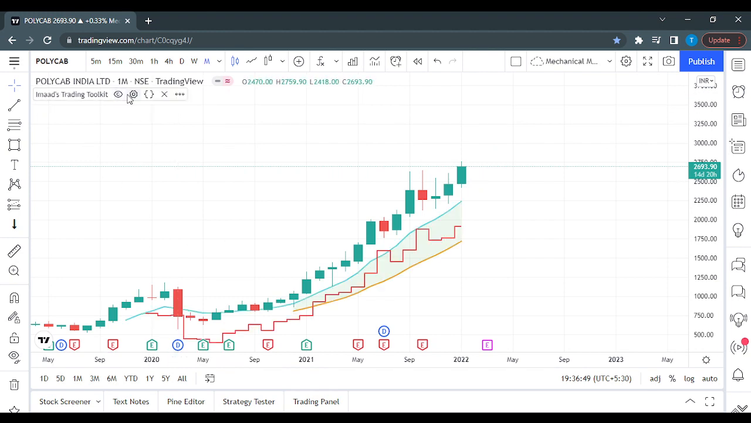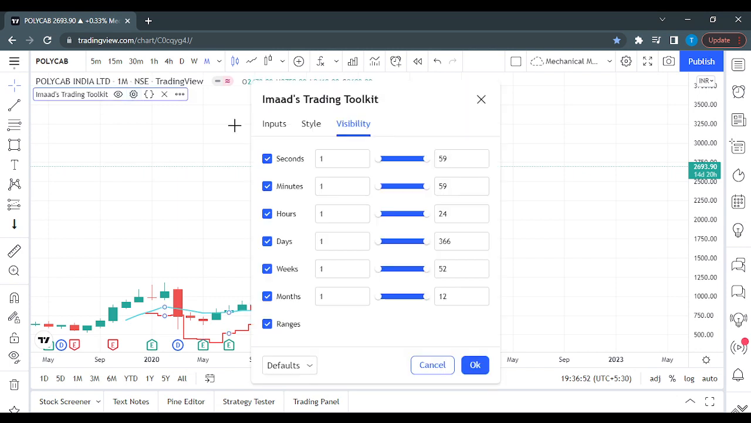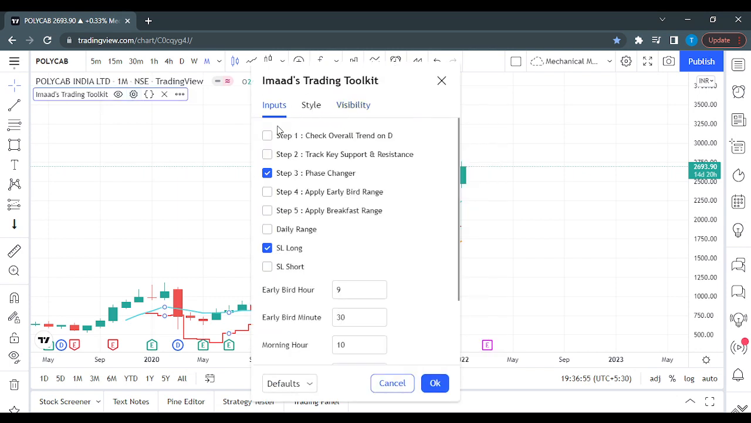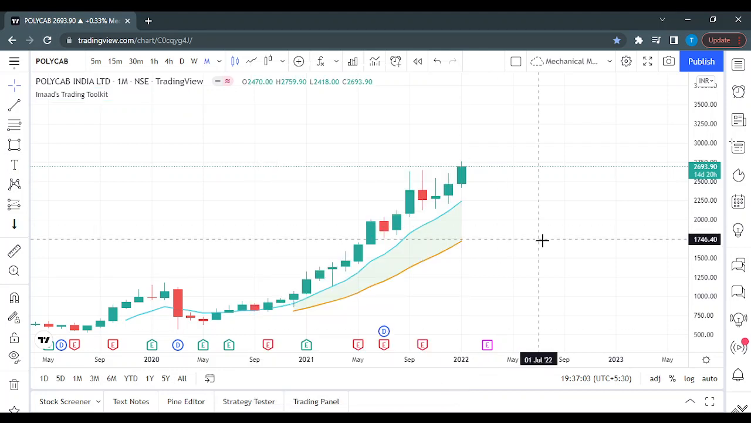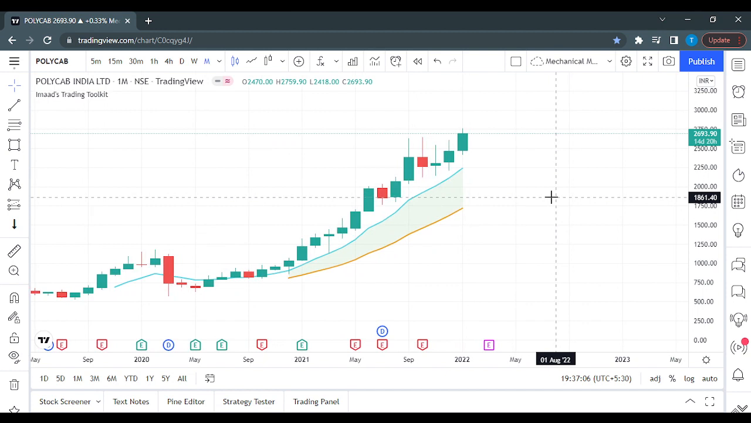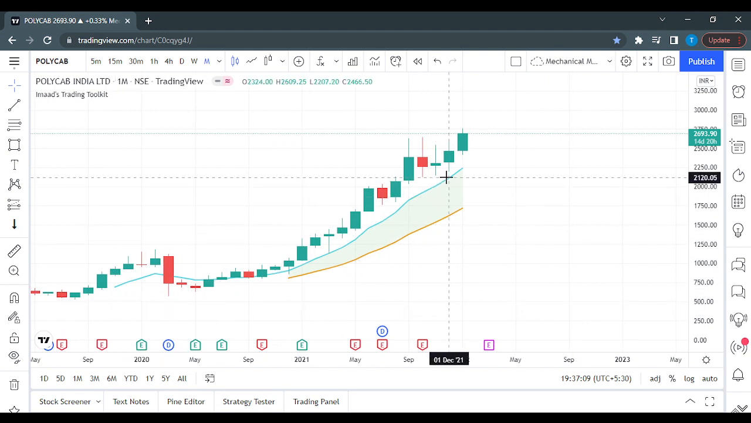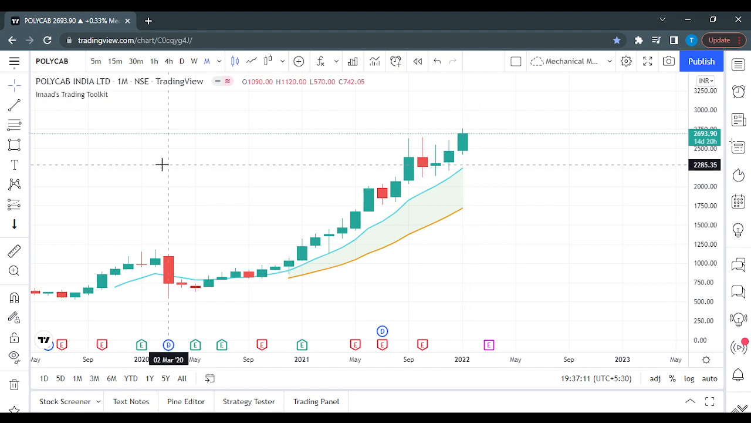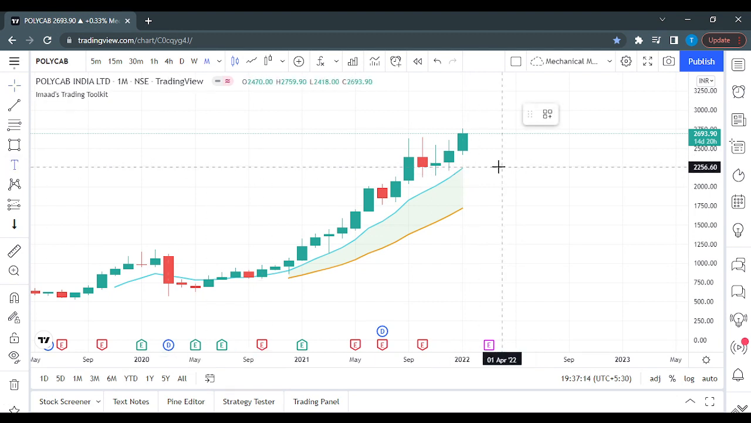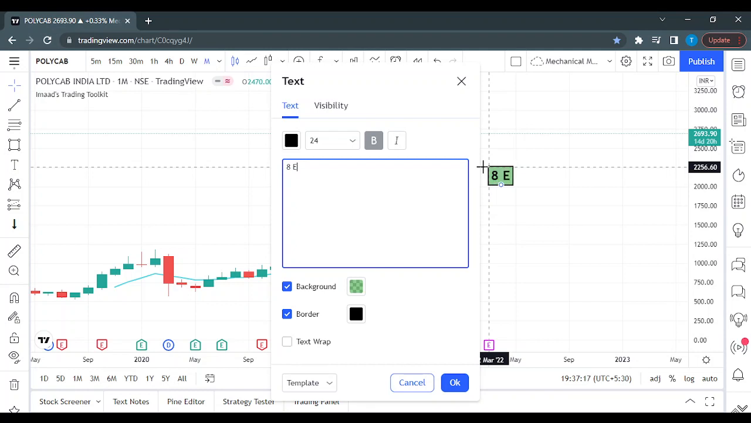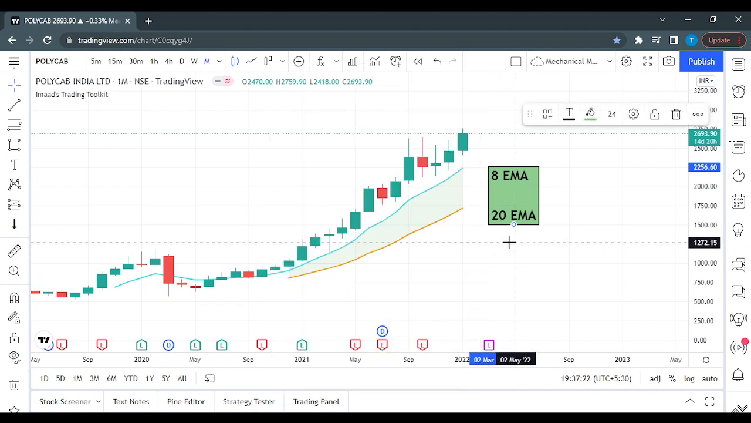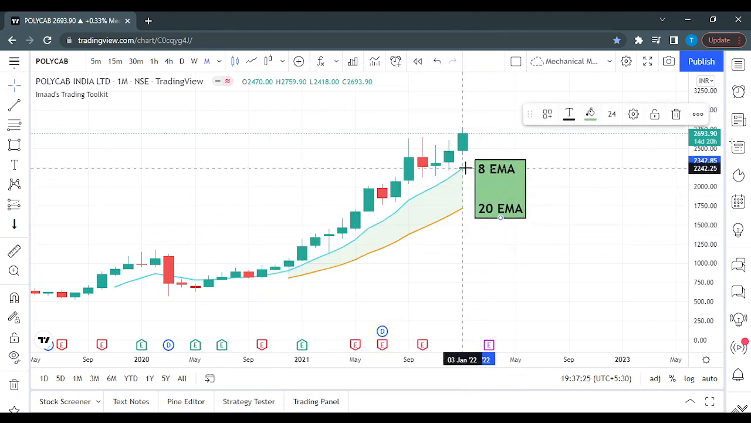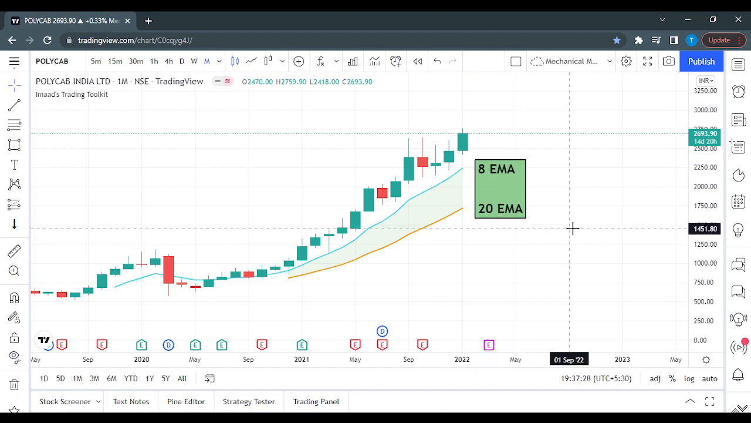On my toolkit, and you can do this on your own setup, I plot the moving averages. I'm going to be using only moving averages to figure out where the trend is, where the stock is on the trend itself. If you look at the monthly time frame, the stock has been super bullish. I'm using two EMAs, exponential moving averages. The first one is the 8 period moving average, and the second one is the 20 period moving average, the 20 EMA. The 8 EMA is the blue line and the 20 EMA is the orange line.